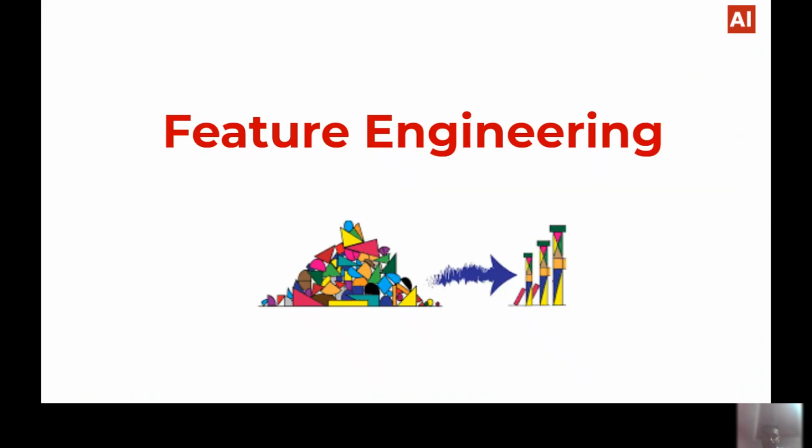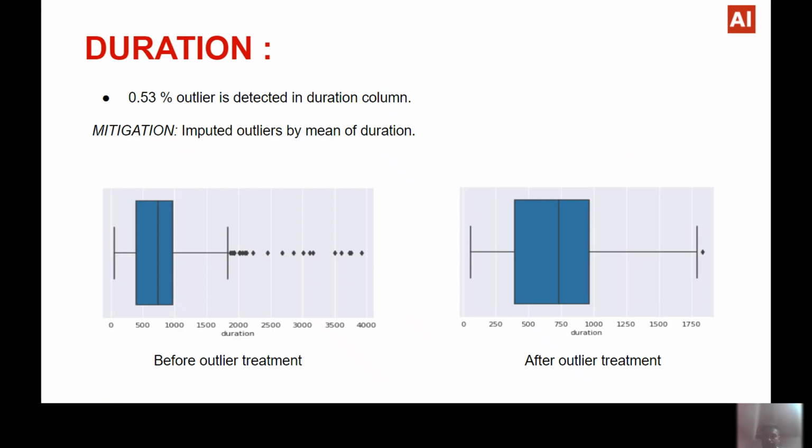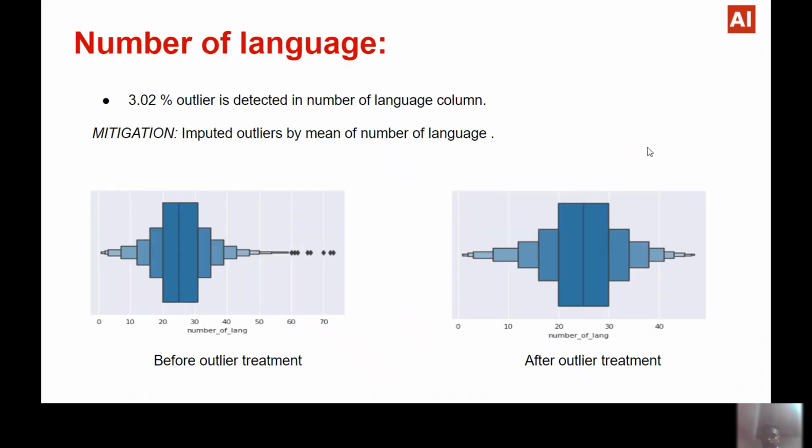Further, we did feature engineering, and we came to know about outliers present in our data. Duration has 0.53% of outliers. We replaced our outliers with mean values for further process. Number of languages has 3.02% of outliers. We replaced these outliers with our mean values.